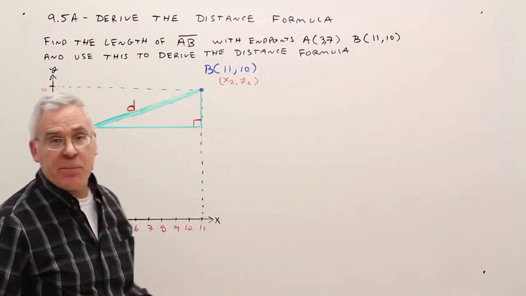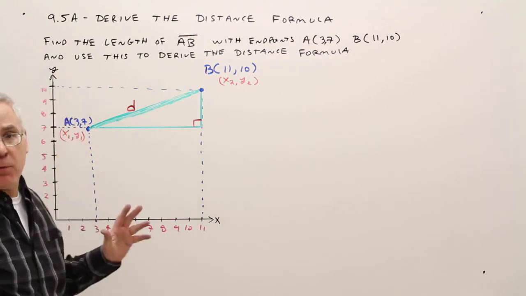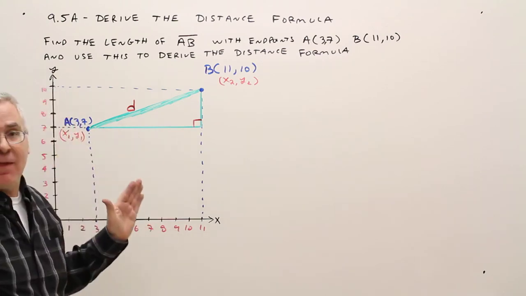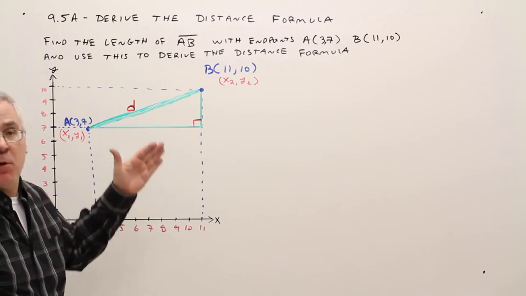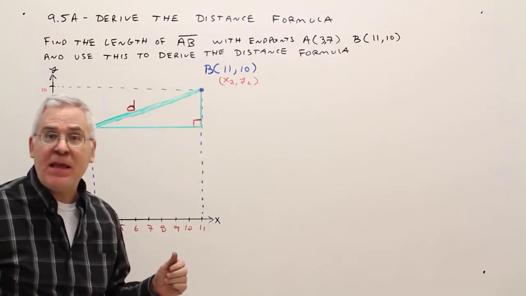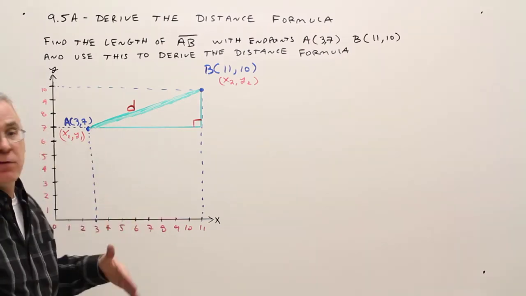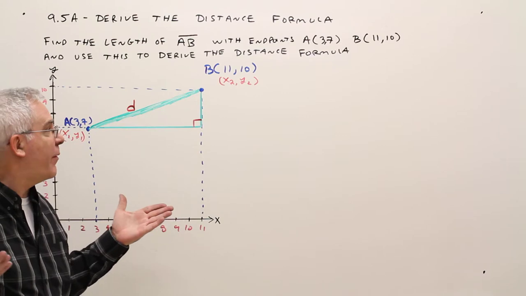Welcome to video 9.5a, Derive the distance formula. Alright, so here's the problem. Find the length of segment AB with endpoints A (3, 7) and B (11, 10), and use this information to derive the generic distance formula.